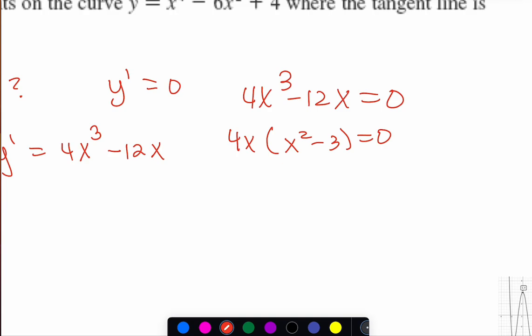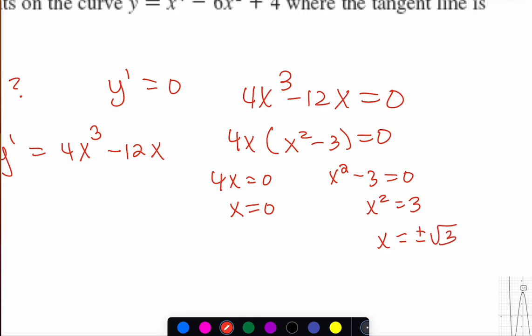Now, you can kind of break up x squared minus 3, which I'll talk about in a minute, but you can now just separate the factors and solve each one individually. So this is 0. This is plus or minus the square root of 3. So where's the slope of the tangent line horizontal? At 0 and at plus or minus square root of 3.